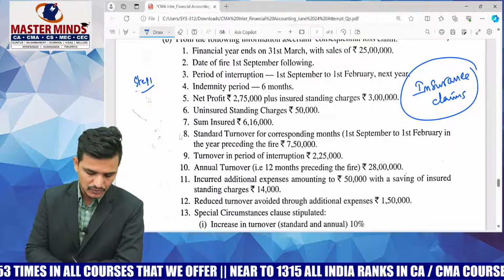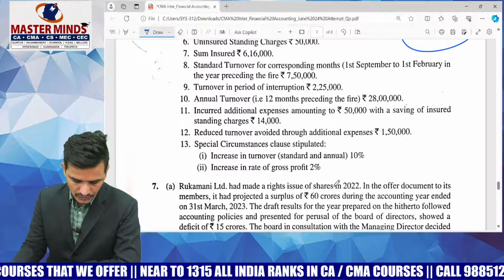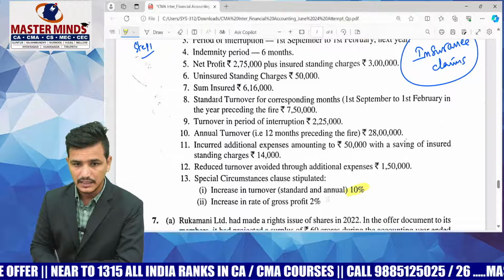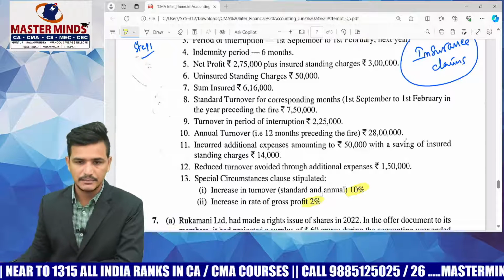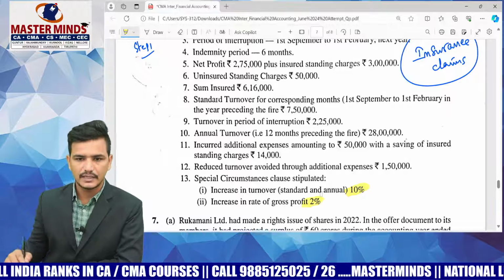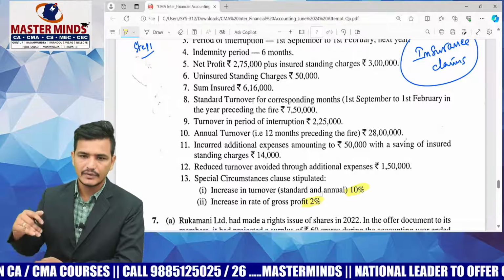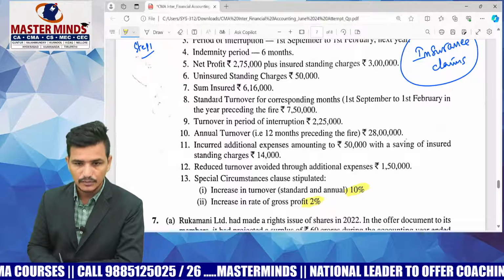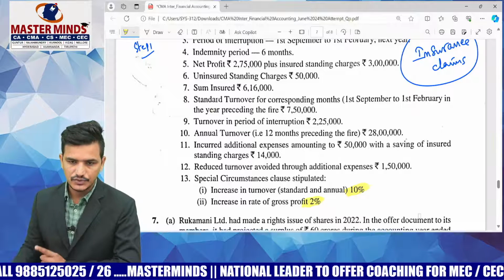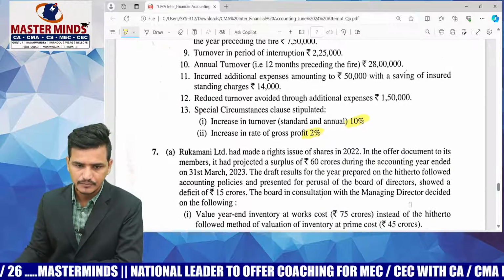Okay. This question was covered, I think, in the CA Inter Study Material, old syllabus. The additional points in this question are that they have given the trend percentage, and also the adjustment to the GP rate. In step number 3 we calculate the GP percentage, that is net profit plus insured standing charges divided by last year turnover into 100. After calculating that GP, we should add an additional 2% for consideration of GP percentage. That is the adjustment we should consider for GP calculation, and also we should consider the trend percentage given in the question.